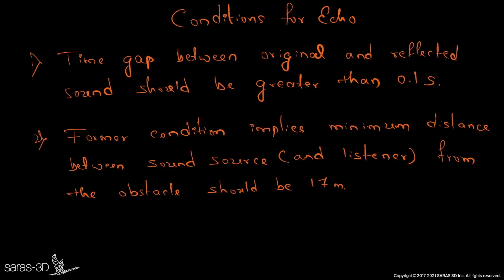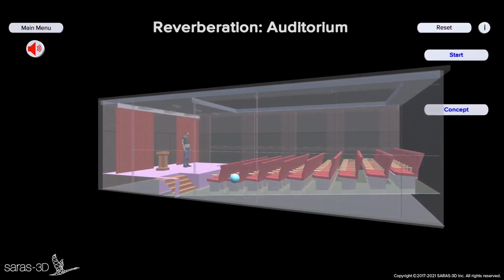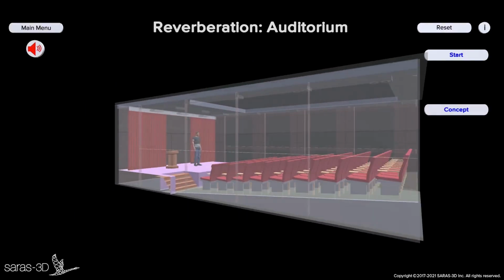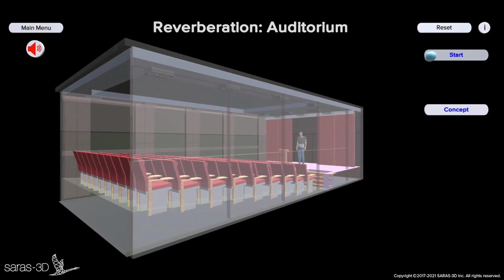Now there is another phenomenon apart from the echo which is observed in closed rooms such as auditorium, which is called reverberation. First let us have a feel for what is meant by reverberation, and then we will define it. This is the auditorium, a small hall you can say. It is designed so that a person on the stage who is speaking is clearly audible to all the people who are supposed to sit here. Now we will start this simulation.